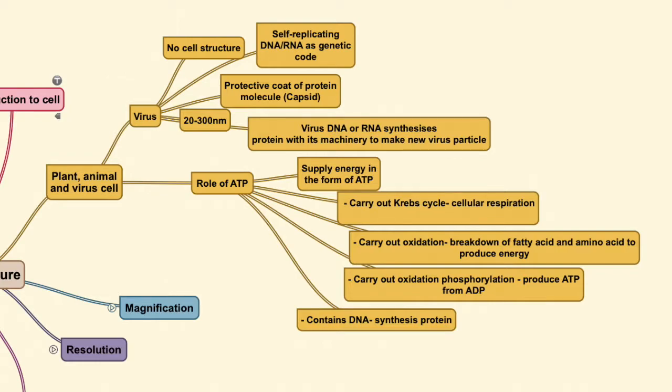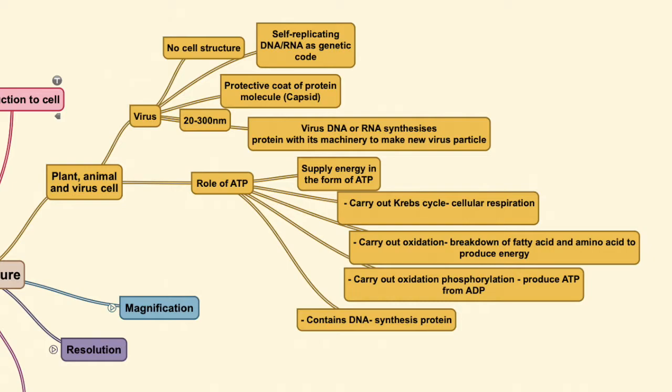Alright, so about the virus cell. Virus cells have no cell structure. They have self-replicating DNA or RNA as genetic code. They have a protective coat of protein molecules which is called the capsid. The size of them is 20 to 300 nm. And the virus DNA or RNA synthesizes protein with its machinery to make new virus particles.